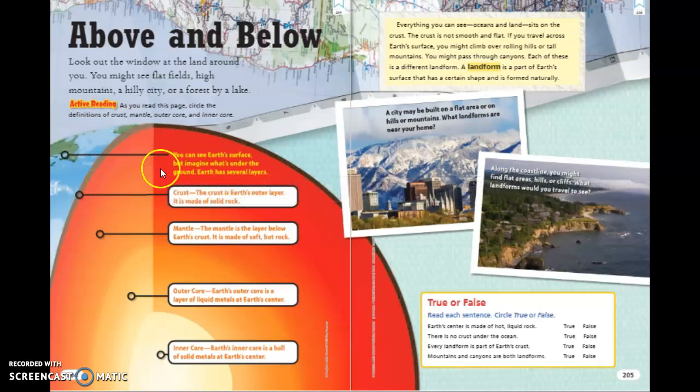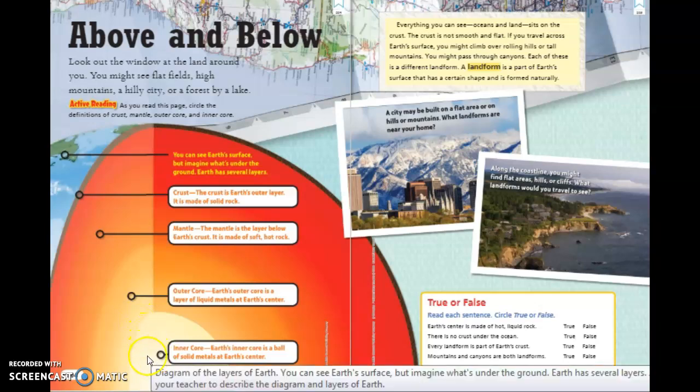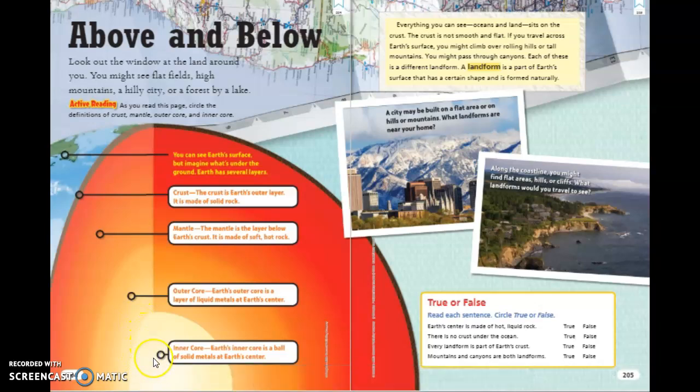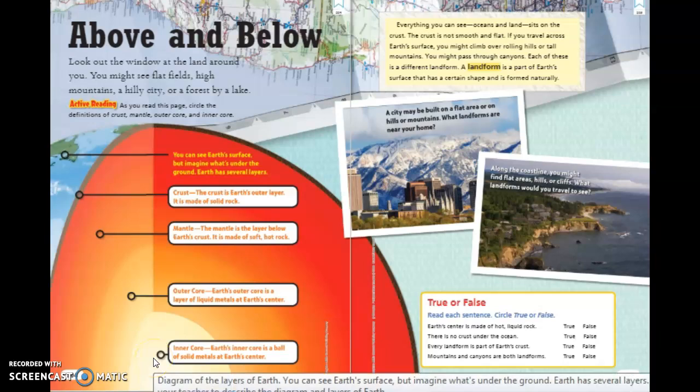You can see Earth's surface, but imagine what's under the ground. Earth has several layers. The first layer is the crust. The crust is Earth's outer layer. It is made of solid rock. The second layer is the mantle. The mantle is the layer below Earth's crust. It is made of soft, hot rock. The third layer is the outer core. Earth's outer core is a layer of liquid metals at Earth's center. The fourth layer is the inner core. Earth's inner core is a ball of solid metals at Earth's center.